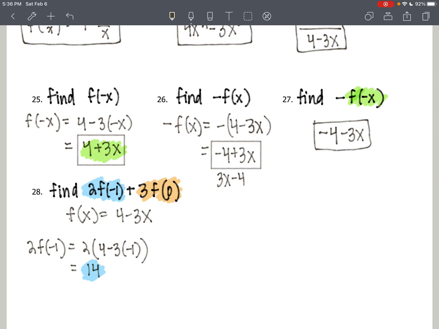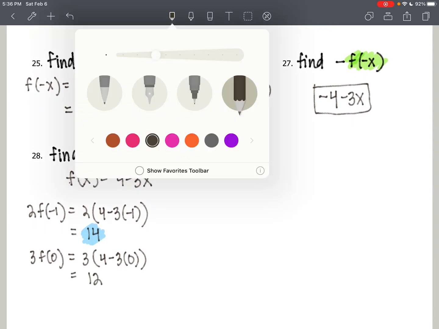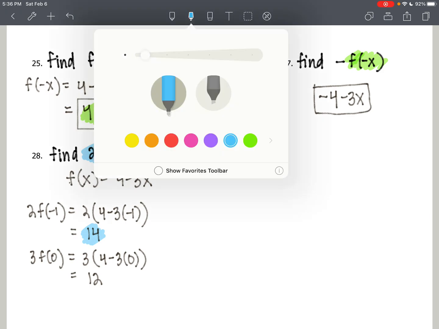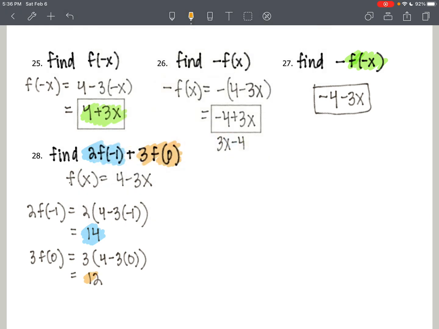And then we're going to add to that 3 times f of 0. And 3 times f of 0 is 3 times 4 minus 3 times 0, which is 12. I'm going to highlight that in orange. And then 14 plus 12 is 26. So if you got 26, that is fantastic.